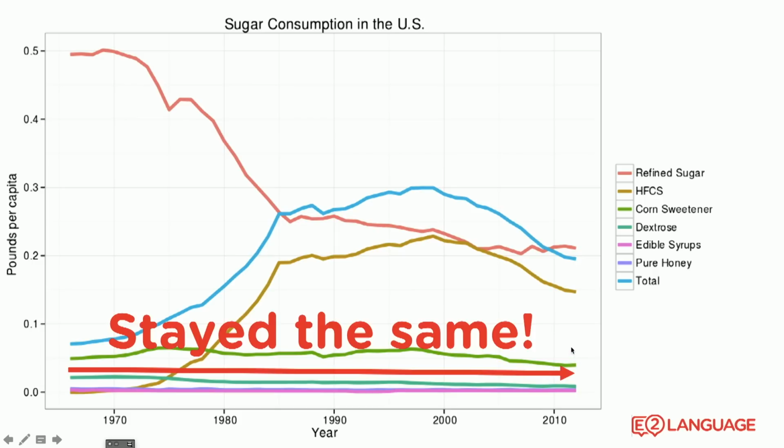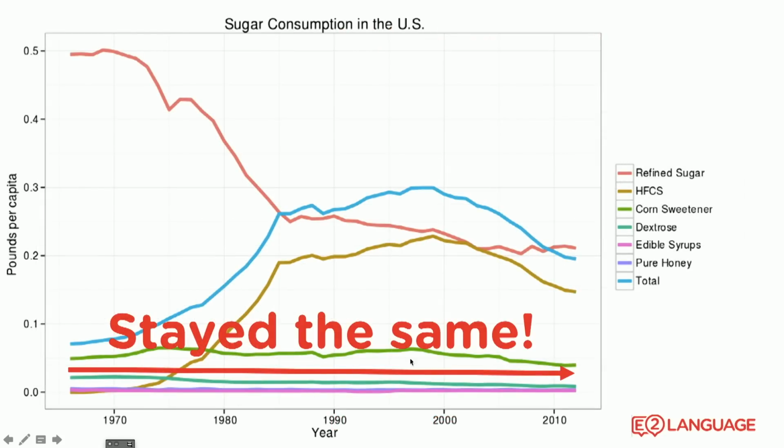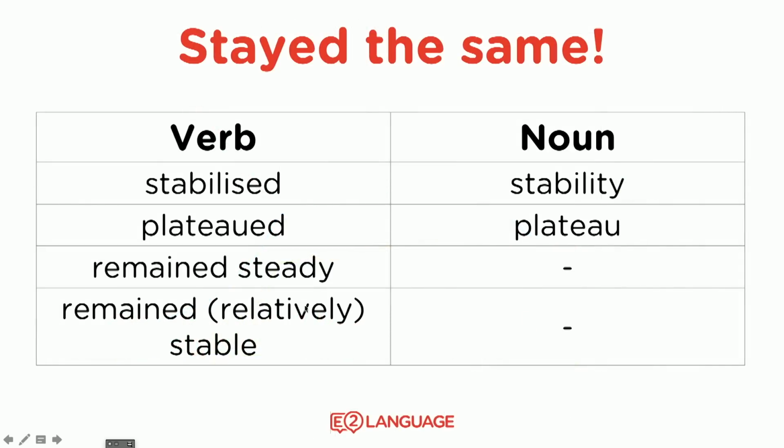Cool, what about if the lines stay the same? What's some good language, some good vocabulary for this? Well, we could say they stabilized, they plateaued, they remained steady. And here we have the verb form with the noun, remained steady, or remained stable. And if you're comparing, say you've got that line down the bottom, let's go back and look at it. See this one here? Relative to the other lines, it remained relatively stable. That's a really nice phrase there.